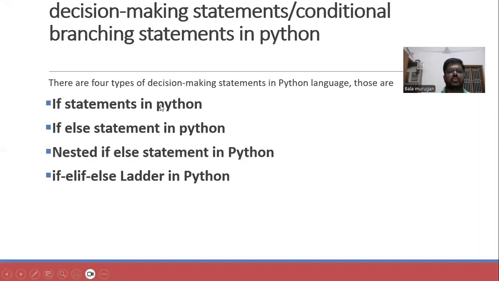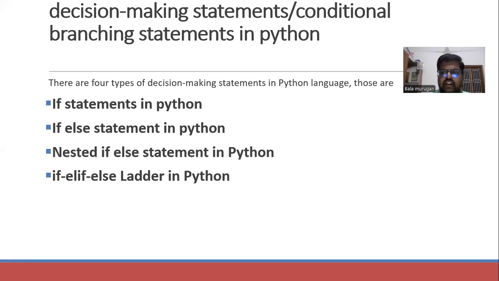Okay. So in the last session, we discussed the various operators in Python. What are the operators available in Python? First, we've seen arithmetic operators. The arithmetic operators are plus, minus, star, division, modulus, then floor division, then exponent. Then relational operators are less than, greater than, double equal to, less than or equal to, greater than or equal to, not equal to.